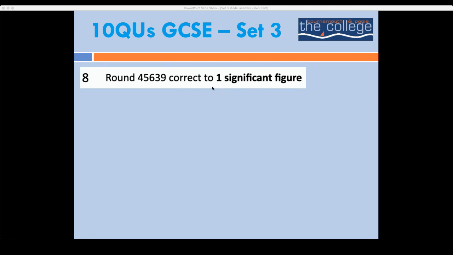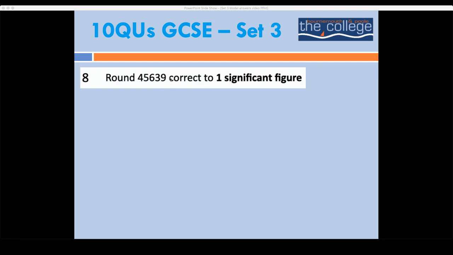Okay, one significant figure. Round this number to one significant figure. So this is different to decimal places. There are times when it gets tricky if you've got a decimal in there, it's 0 point something. But at the moment, it's quite a nice one with just a whole number.